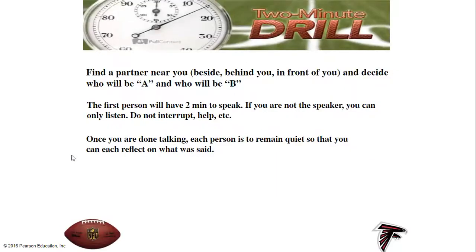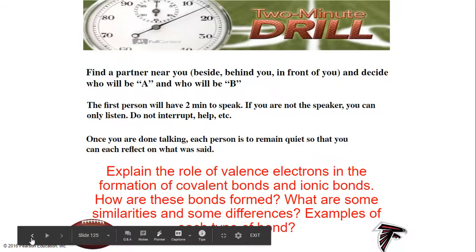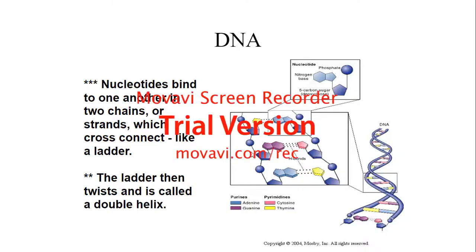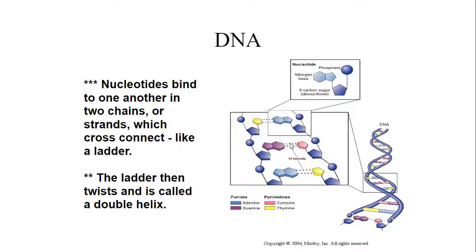The sides of the ladder are the sugar and phosphate. Sugar, phosphate are the sides of the ladder, and the rungs, the middle part of the ladder, are the nitrogen bases, which are hydrogen bonding with each other. There's a certain matching of the base pairing.